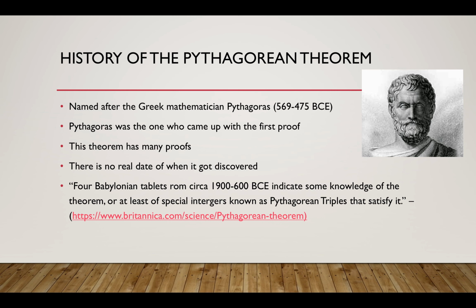But another quote from Britannica Encyclopedia says, Babylonian tablets from circa 1900 to 600 BCE indicate some knowledge of the theorem, or at least of special integers known as Pythagorean triples that satisfy it. So we'll get a little bit deeper into this later, but it was an idea that was around a lot, actually.